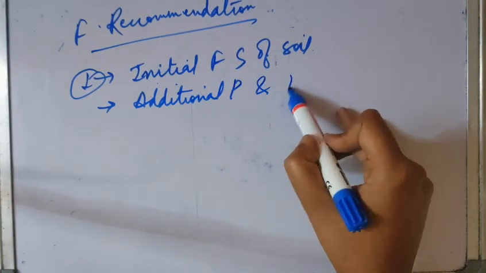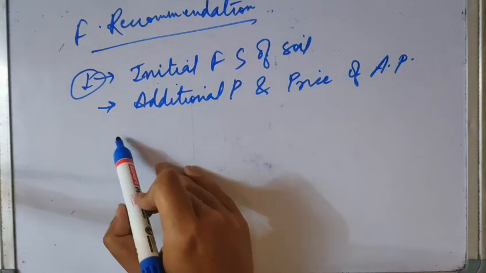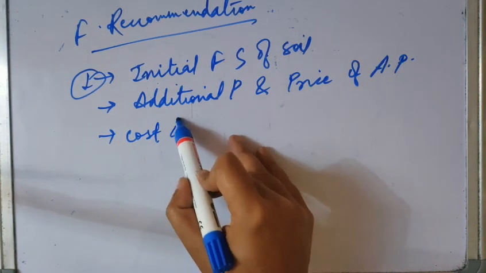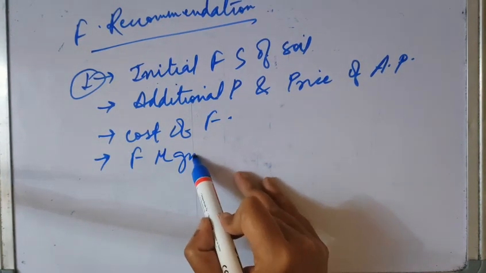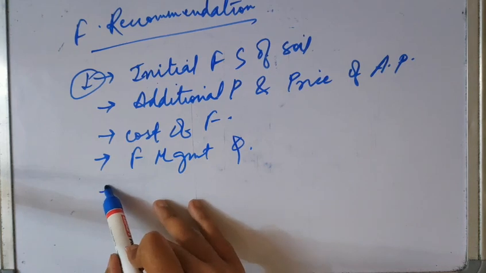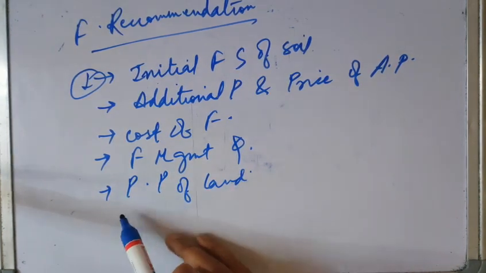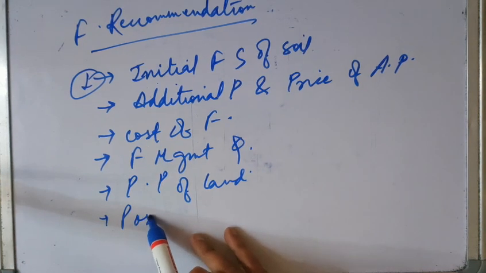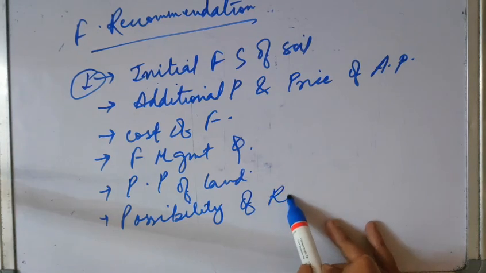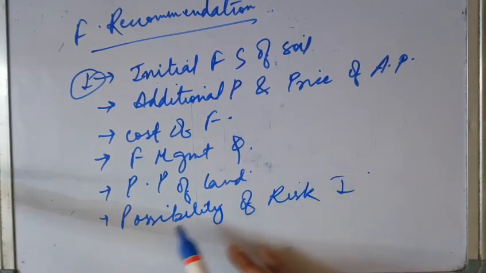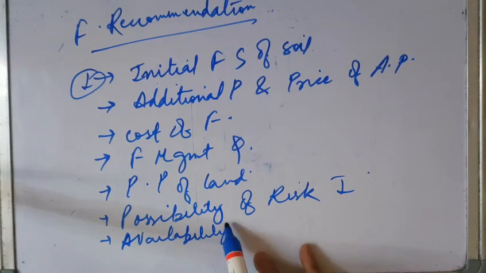Additional produce and price of additional produce. Cost of fertilizer. Farm management quality. Productive potential of land. Possibility of risk involved. Availability of the fertilizer that is recommended.